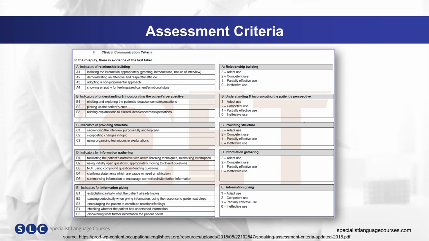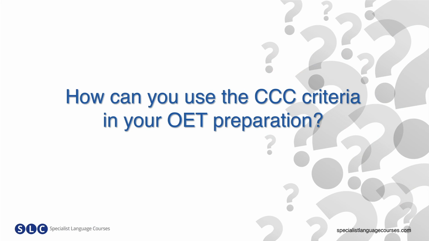You can see here the 5 criteria headings and a breakdown into smaller indicators, which can help us to understand what the examiner is looking for. A copy of this is available to download on the OET website. So how can you use the criteria to help you in your OET preparation? In order to help you prepare for the OET speaking exam, you need to understand what each criterion means. Let's examine them one by one. We'll start with relationship building.